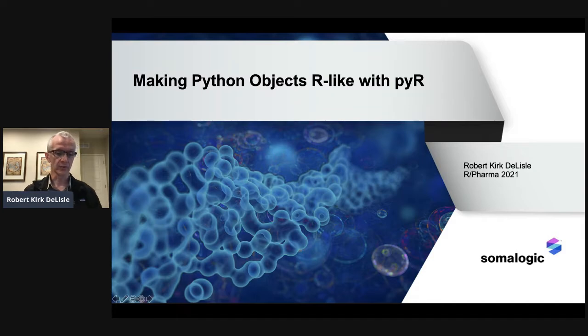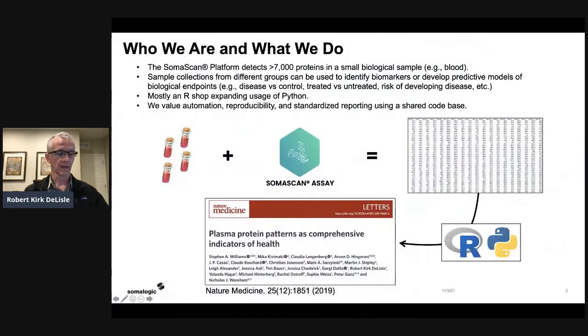Today, I'm going to talk about a tool we developed called PyR that allows us to use Python objects in a very native R-like manner. So at Somalogic, we have a technology which allows us to detect over 7,000 proteins in a single biological sample, typically a blood sample. Samples are run through the SomaScan assay, and we get a 7,000 column data matrix with each row representing a sample and each column representing a detected protein signal. We then use statistical and machine learning methods in R and Python to develop predictive and prognostic models that can be used for personalized health decisions.